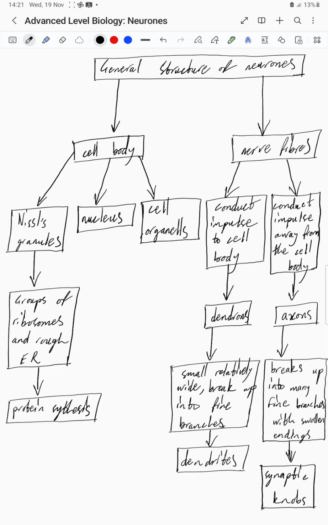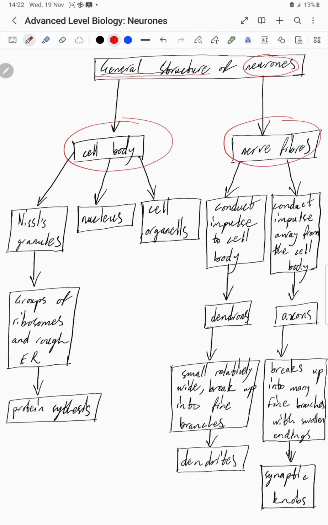So we are looking into advanced level biology, neurons. So let's get into it. Let's start with the general structure of neurons. Neurons consist of a cell body and nerve fibers.